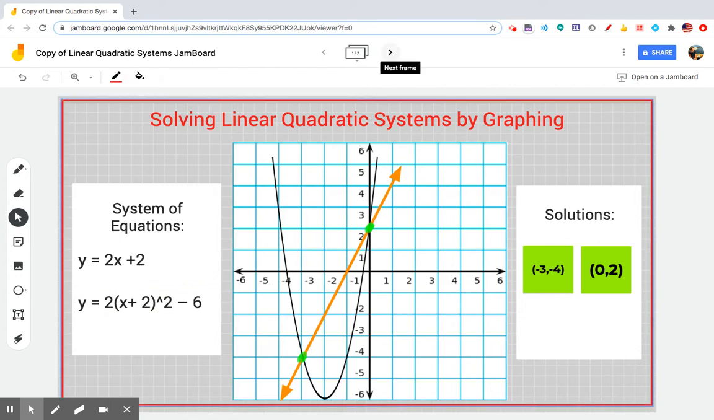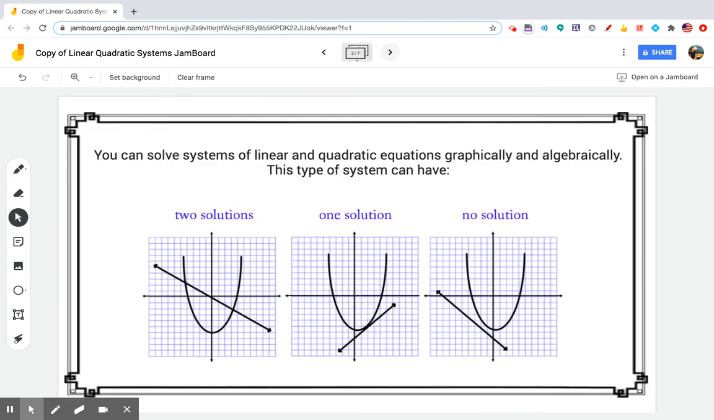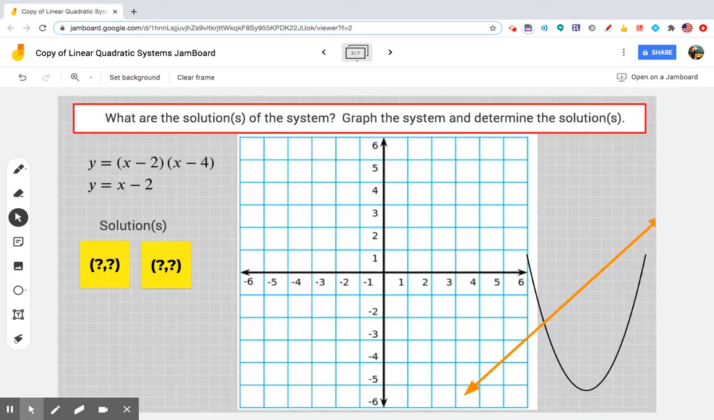Now we're going to go to the next frame, and it has some information that's good to pay attention to. You can solve systems of linear and quadratic equations graphically and algebraically. Of course, we're focusing on the graphical method in this video. There can be 2 solutions, 1 solution if it hits at 1 point, or no solution if the line and the parabola don't ever intersect. Now we're going to use some interactive tools and take a look at our system.